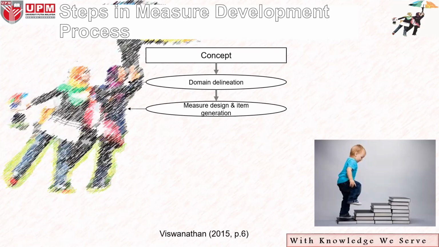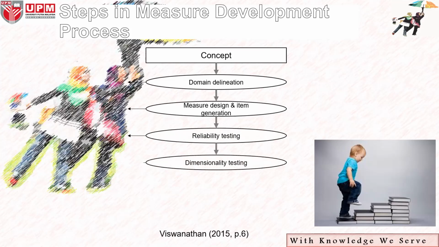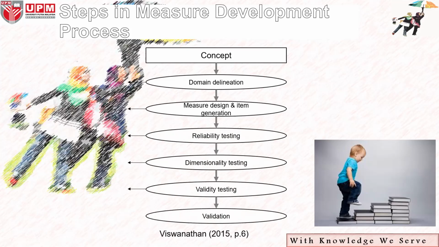How we are going to measure this element, job performance, for example. Okay, and then we look for the item generation, and then we search for reliability testing. Okay, we test for the reliability. Okay, for the dimensionality testing and validity testing. Lastly, validation for the last step. So these are the steps in measure development, the steps involved in measure development.